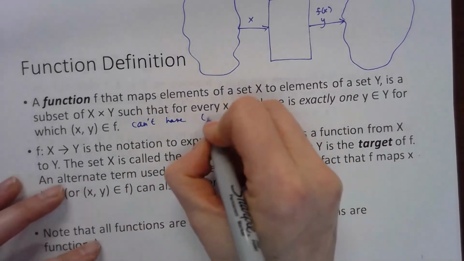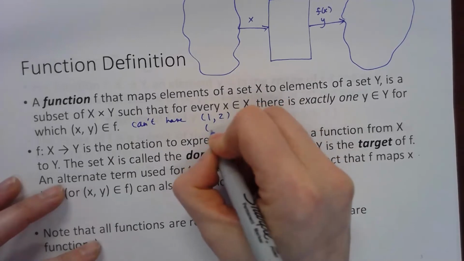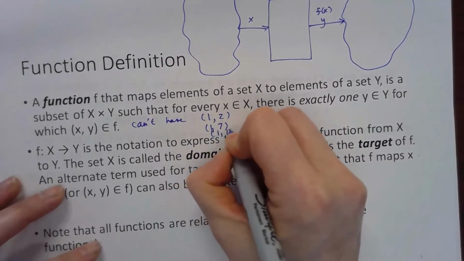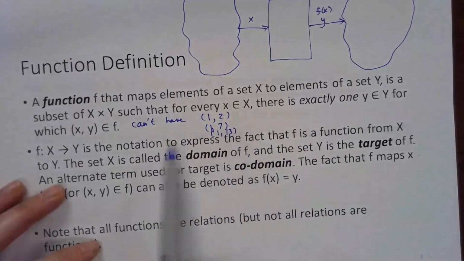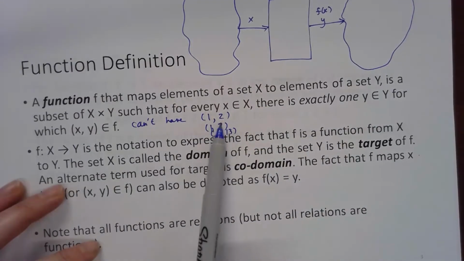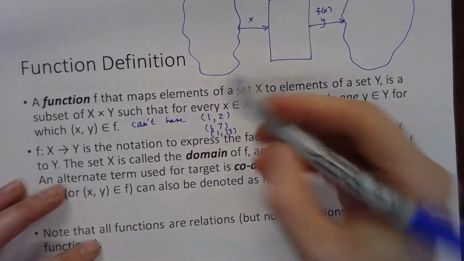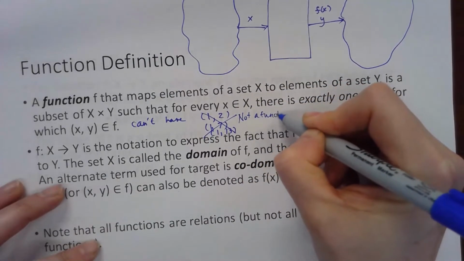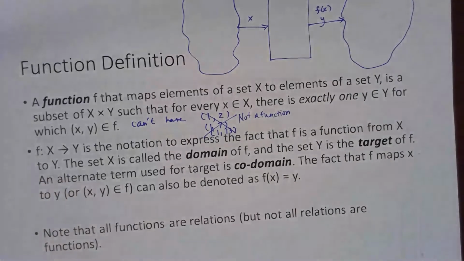You can't have 1 maps to 2 and 1 maps to 7 and 1 maps to 13. So you can't have the same x mapping to a bunch of different y's. This is not a function. That's actually called a relation. You probably also have seen that in your life. Okay, and we're going to cover relations in the next chapter.